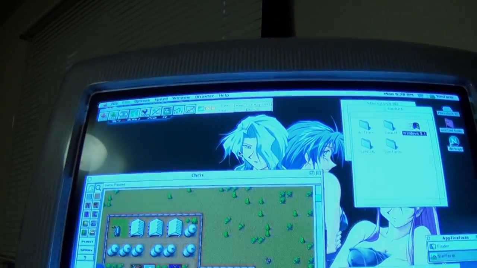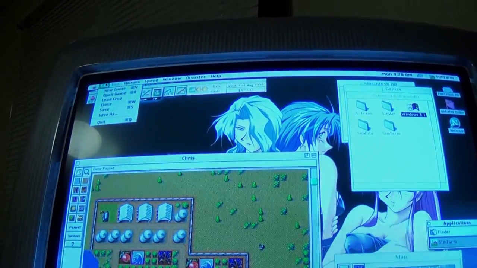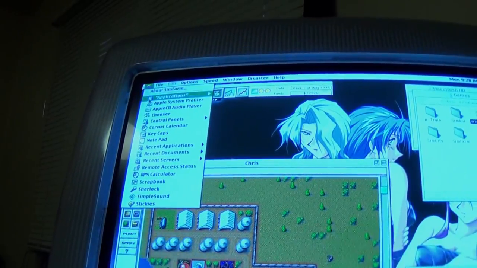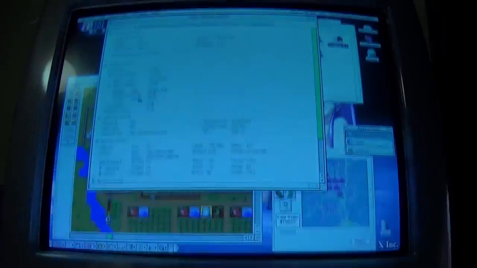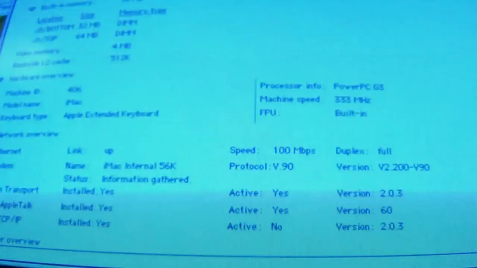Also, I forgot to mention, I did figure out how to get the stats on this computer. If you go up to the Apple menu and go to Apple System Profiler, I was able to get some information on this thing to tell me what it's about. Like disk cache, looks like it's got a 333 megahertz G3 processor in it. It has 96 megabytes of RAM, a 32 meg chip, and the other one is a 64 meg chip. So it's got decent RAM in it.